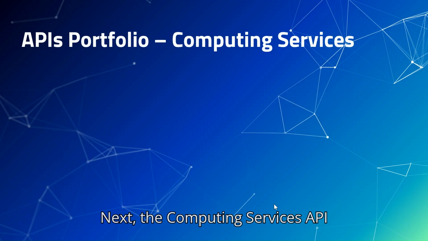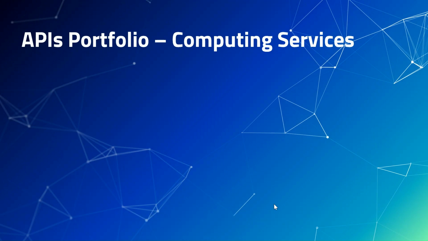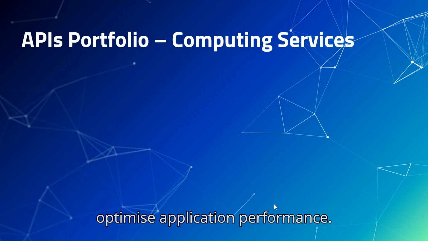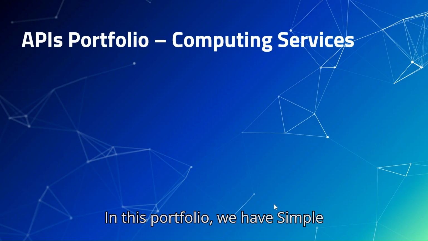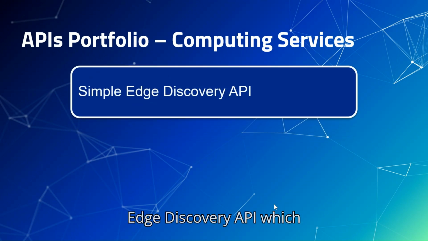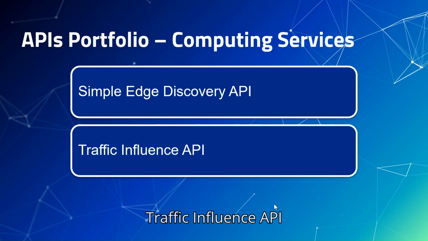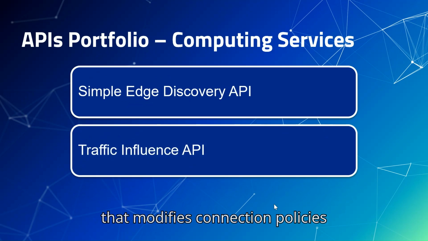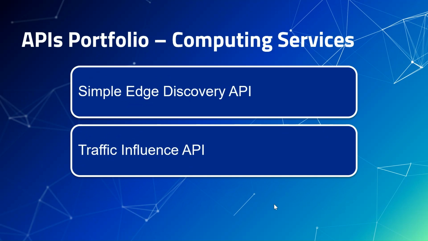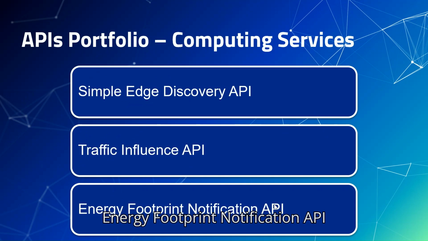Next, the Computing Services API portfolio. These APIs leverage edge computing capabilities to optimize application performance. In this portfolio, we have Simple Edge Discovery API, which identifies the closest edge cloud zones, Traffic Influence API that modifies connection policies for efficient traffic flow, and Energy Footprint Notification API that shares energy consumption and carbon footprint data for services. These tools deliver low latency, high performance computing resources, transforming real time applications.